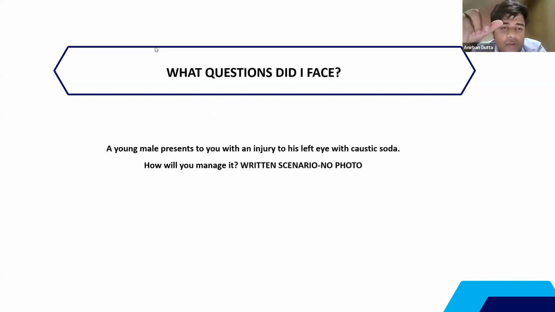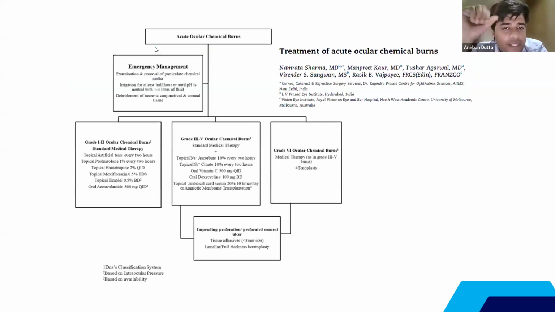And simultaneously, you start the irrigation part. So while you are talking to the patient, you start making arrangements to start the irrigation. You put topical anesthesia, put a speculum, and then you start irrigating. You check the pH at regular intervals. Keep irrigating till the pH comes to 7. If you don't have pH strips, just keep irrigating for 30 minutes. You invert the lids, remove the particulate matter, and once you are done with all that, then you start the medications, which Dr. Remya has already described. So this flowchart sums up everything nicely.